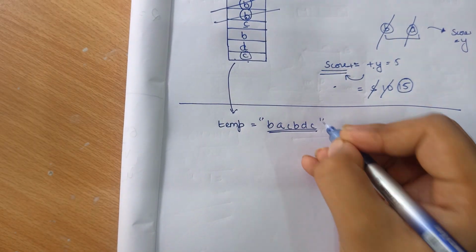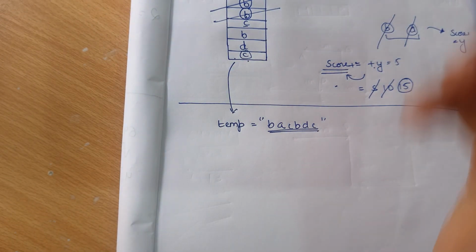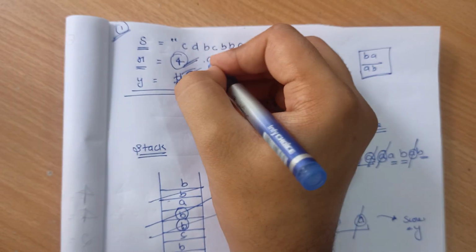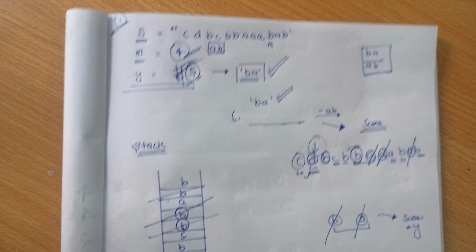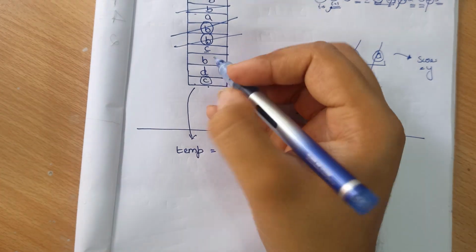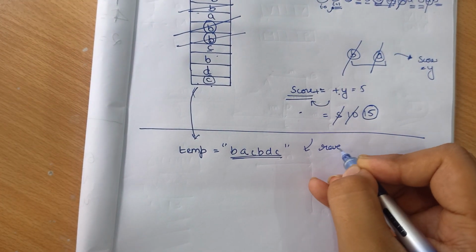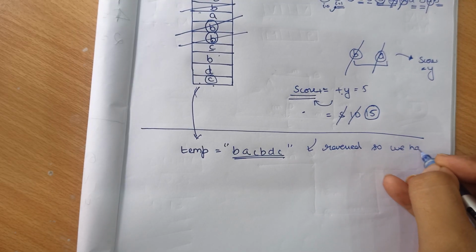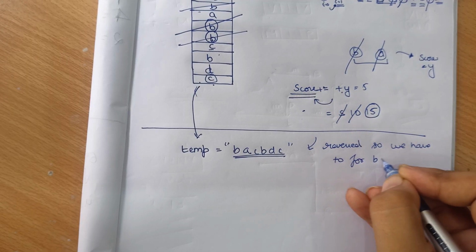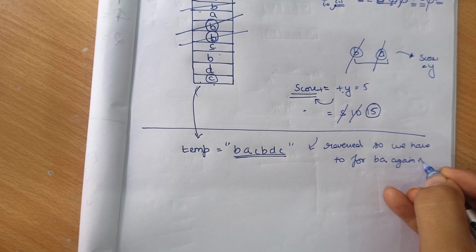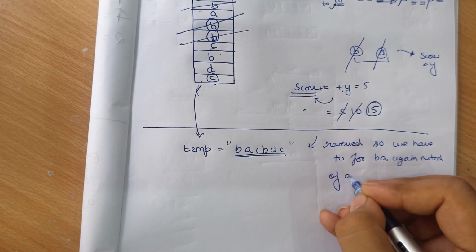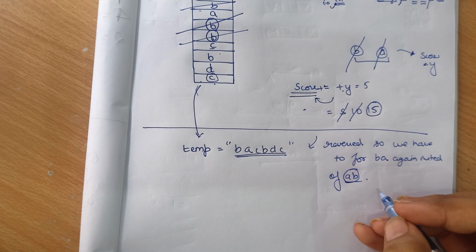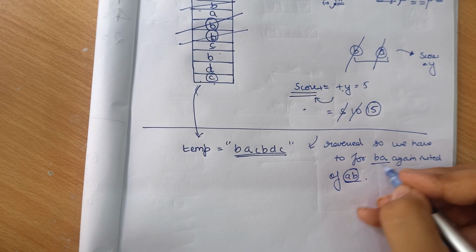Now again we use the same approach, and as the substring AB is for x, we have to remove AB. But as after getting from the stack the string is reversed, we have to search for BA again instead of AB. Why? Because we have to search for AB only, but as we reversed the string, it becomes BA now.